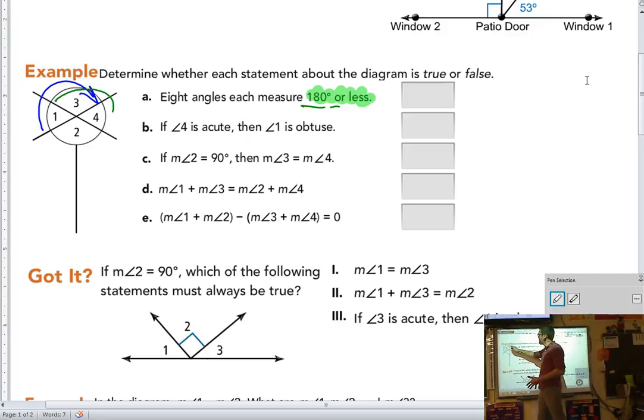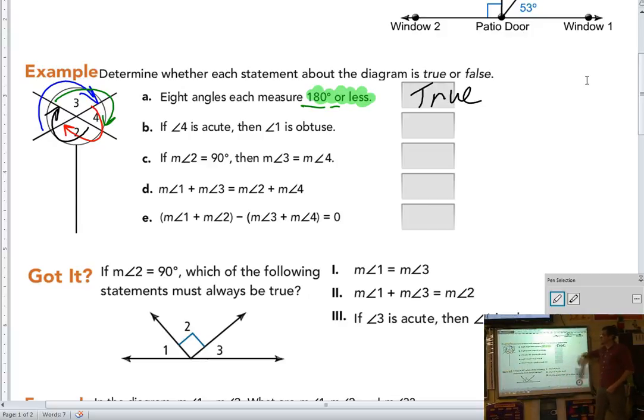What would be the combined 3 and 4? What would be the combined 4 and 2? And what would be the combined 2 and 1? How many angles do we have now? 8. This is true. It's true with combined angles.